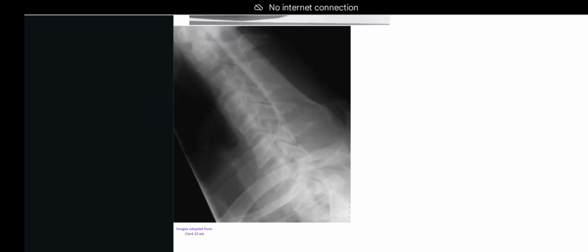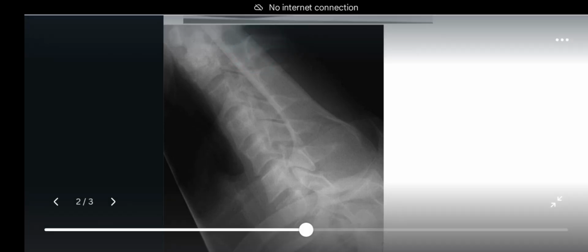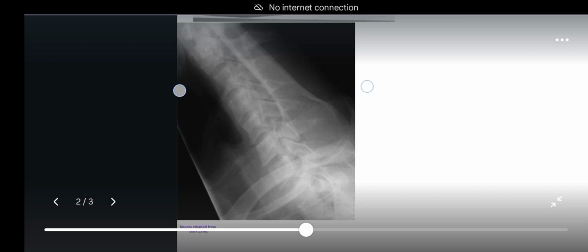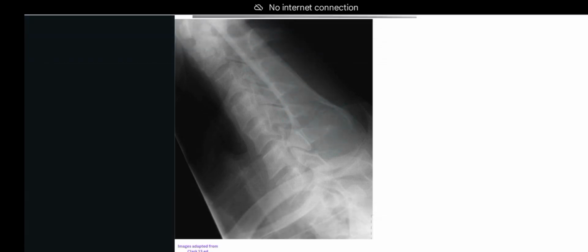So let's look at the image and see how these tiny things we do can help us to get a better image. This is the image. Looking at this structure, we can identify C2. You see, it is big, so it makes it easy. We can count down from there to locate C7-T1. It is of no use doing this kind of X-ray if the radiologist who reports the image cannot identify C7 and T1. So count down: this is C2, C3, C4, C5, C6. So this is C7.